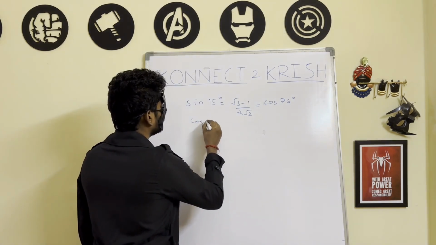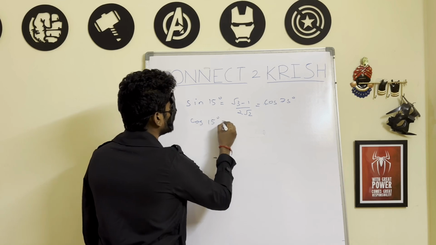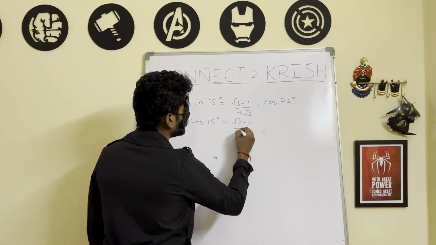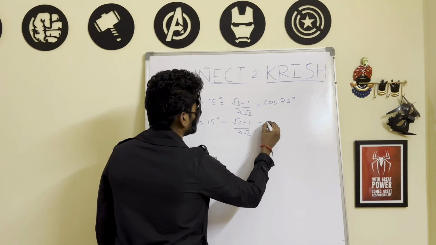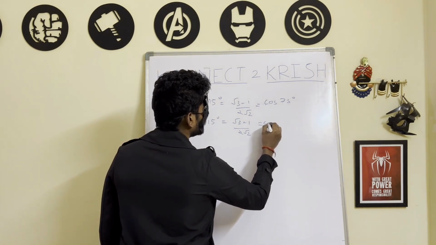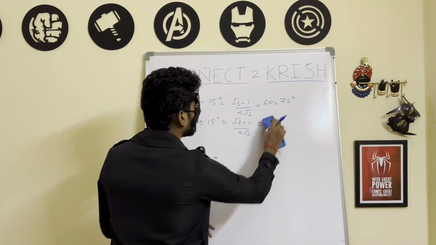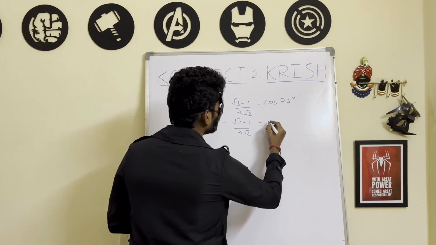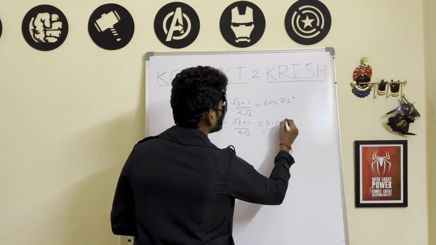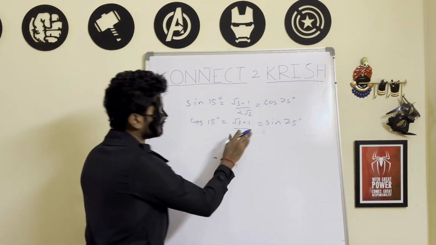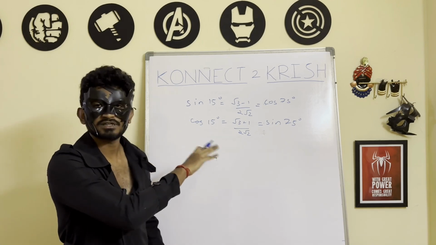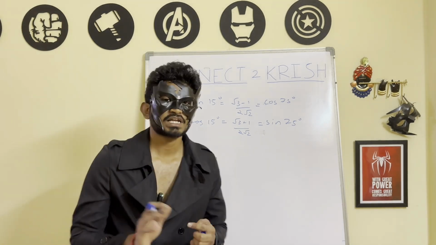And cos 15 degrees is nothing but (root 3 plus 1) by 2 root 2, which is nothing but equal to sin 75. So there are other values also you need to remember.